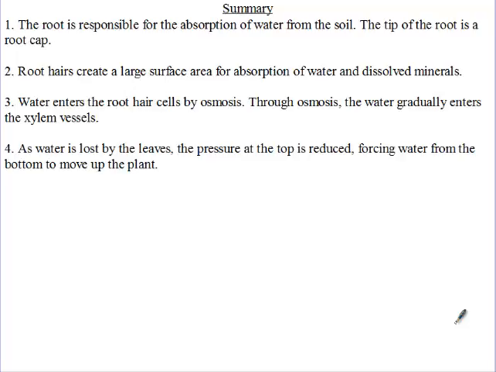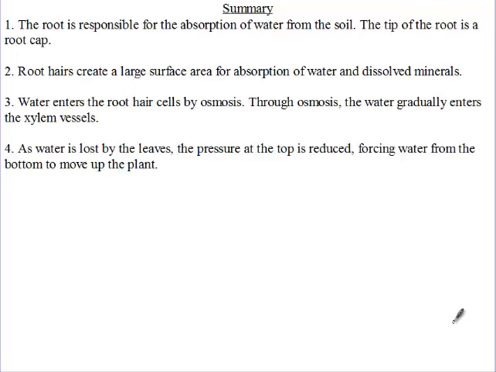The root tip has a layer of protective cells called the root cap. They are there to protect the growing root. Now, on the roots are structures called root hairs, and they help give the root a large surface area for absorption of water and dissolved minerals.